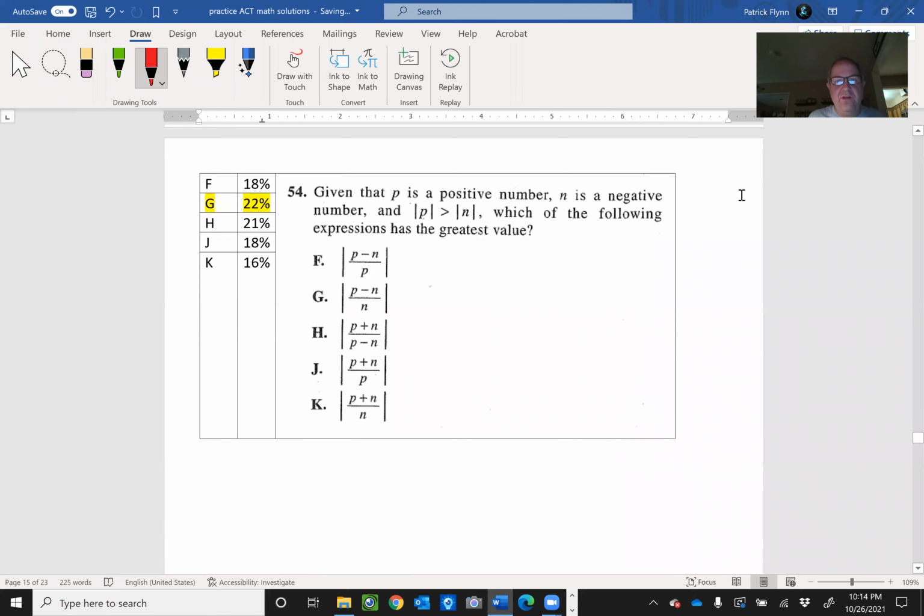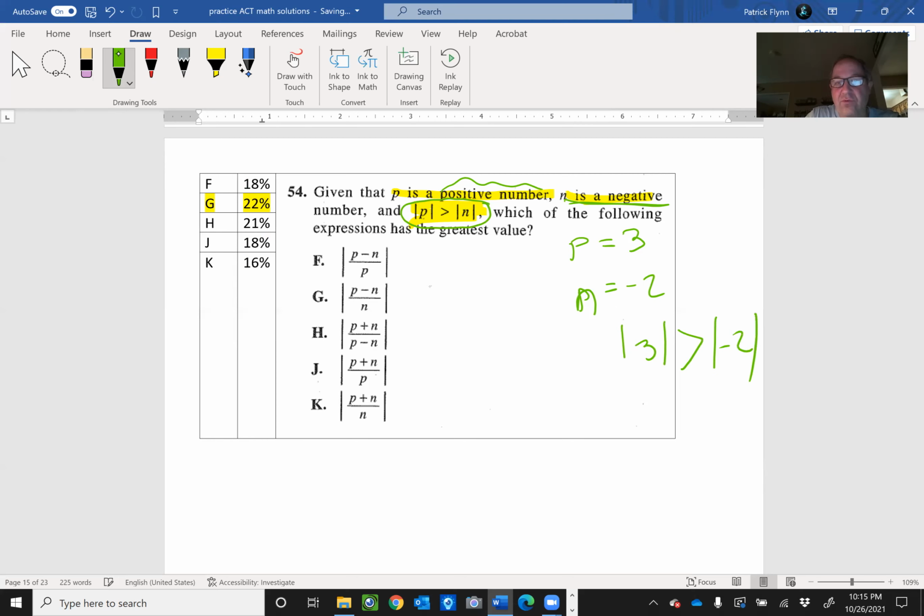Okay, 54, we need to use a technique, okay? We're told 2 things. P is positive and N is negative. And we're also told this. What we're going to do is we're going to pick a number for P and a number for N. It doesn't matter what we pick, but I always avoid picking the number 1, okay? But if P is a positive number, so P could be 2, 3, 4, 5, 6, 7, I just got to make sure that its absolute value is bigger than the absolute value of N. So I'm going to let P equal 3. Now, N is a negative number, so I'll let N be -2, and sure enough, the absolute value of 3 is greater than the absolute value of -2. So we've got the 2 good numbers.